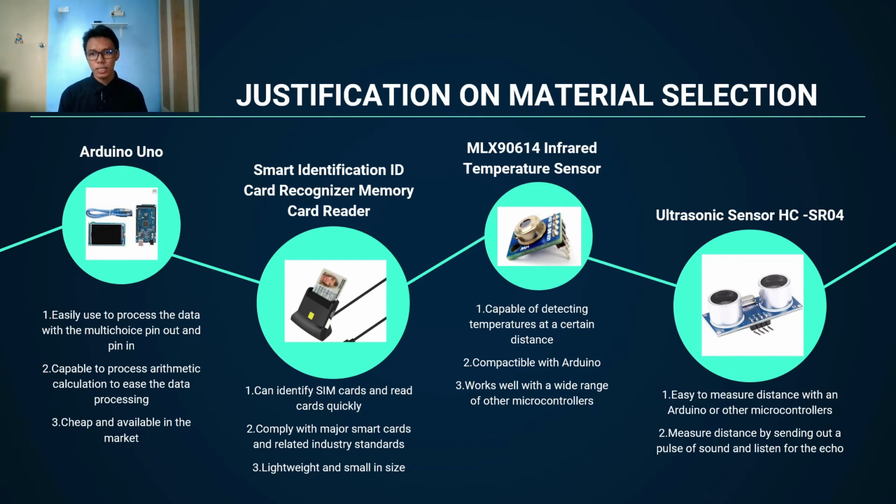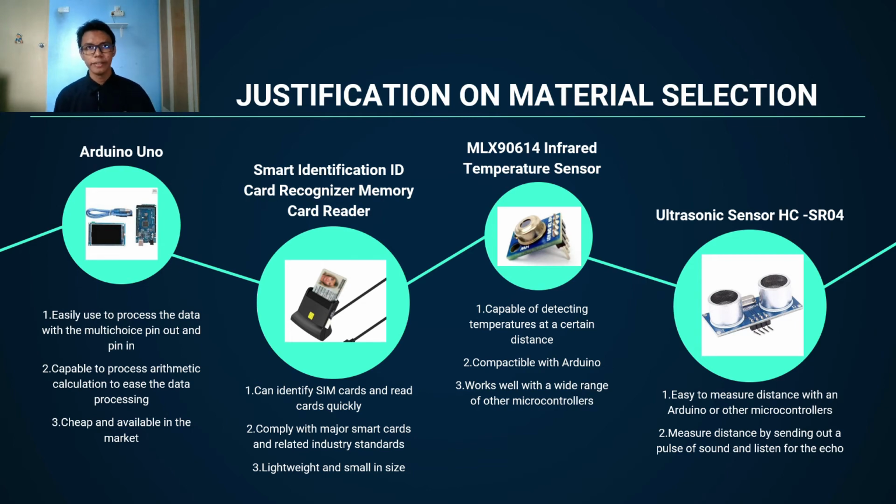And then the last one is the ultrasonic sensor. The ultrasonic sensor makes it easy to measure distance with an Arduino or other microcontrollers. It functions by sending out a pulse of sound and listening for the echo. Basically the ultrasonic sensor produces waves. When the wave detects an object, it reflects back to the ultrasonic sensor. It takes the time of how long the wave needs to go back to the ultrasonic sensor.